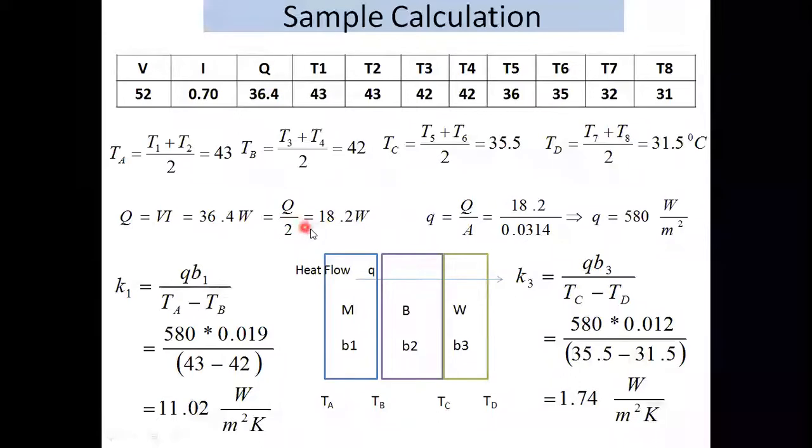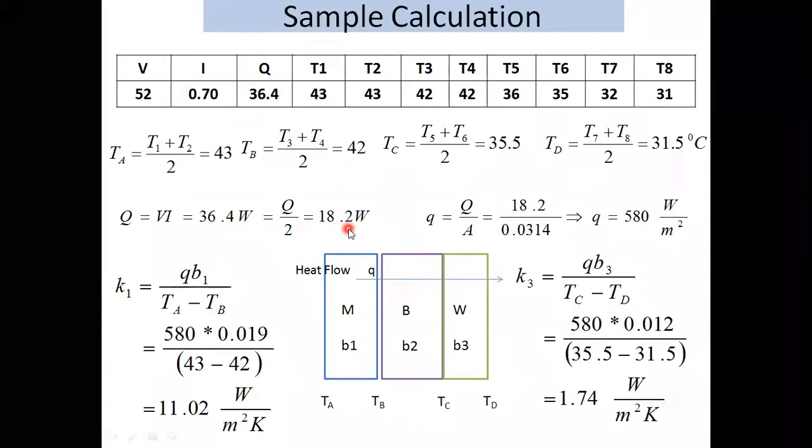Now for Q, we have to consider half of the Q, because half of the Q will flow in the upward direction and half will flow in the downward direction. So whatever total heat we supply, we have to divide it by 2. So 18.2 is the amount of heat that will flow through this composite wall. So we consider Q as 18.2 now, and this is for the heat flux.